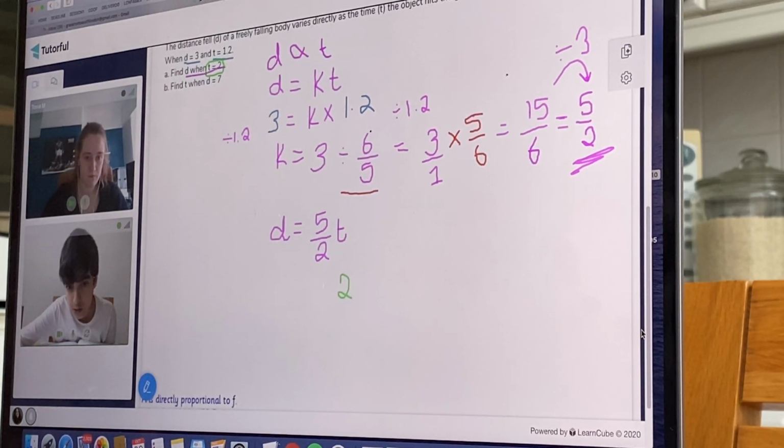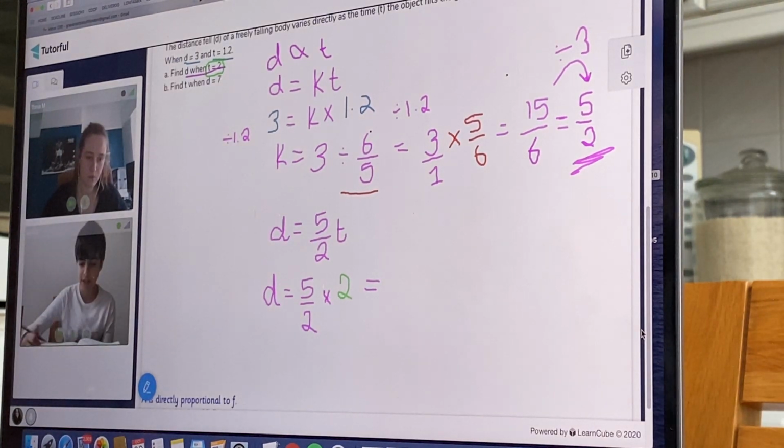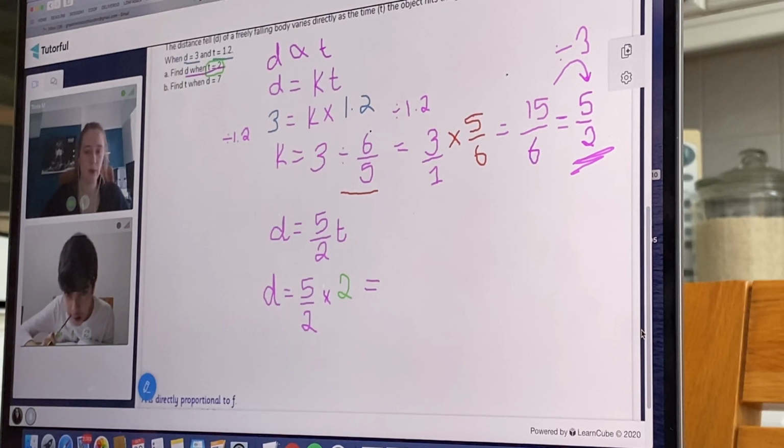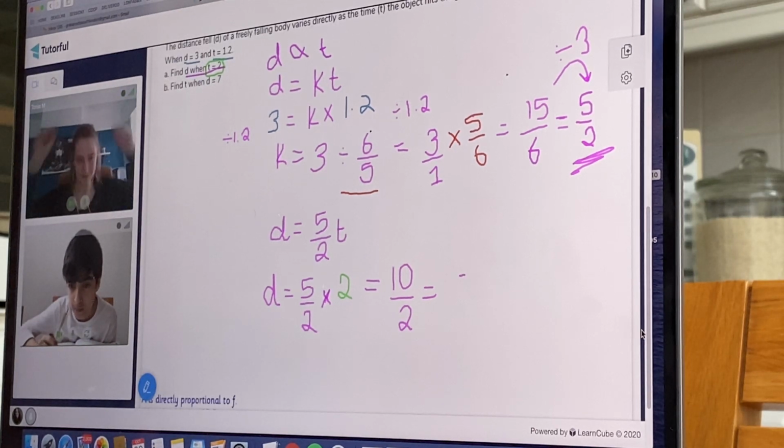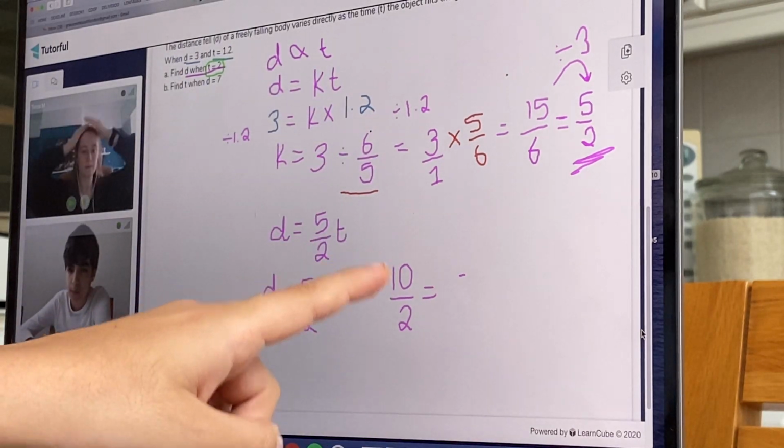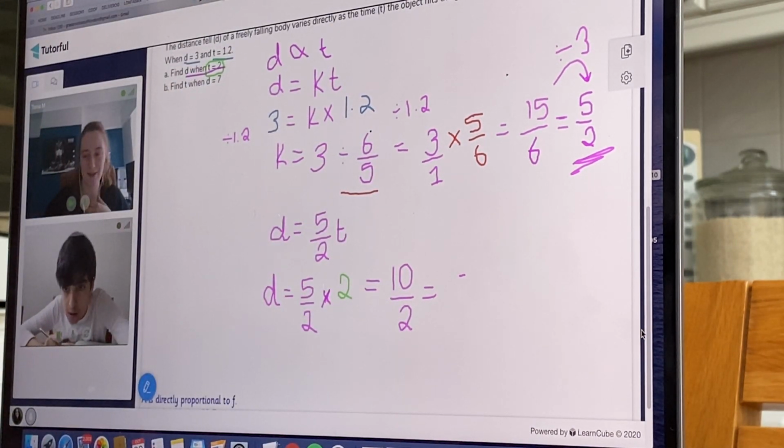So we substitute t equals 2 into this equation, which gets us 5 over 2 times 2, which gets us 10 over 2, which simplified is 5 over 1, or just 5, we can write that as.